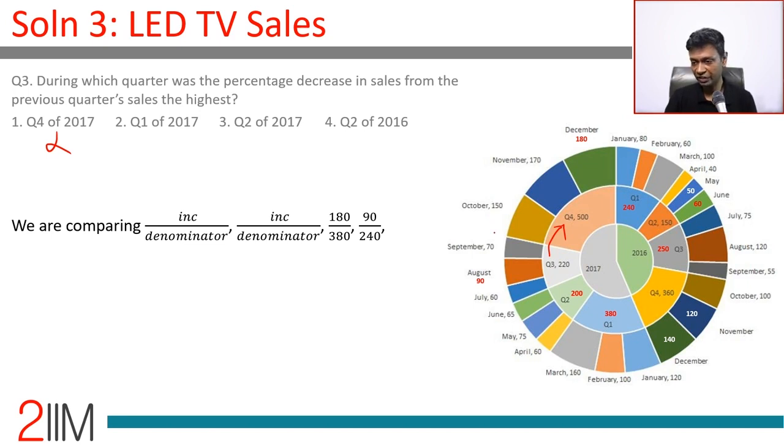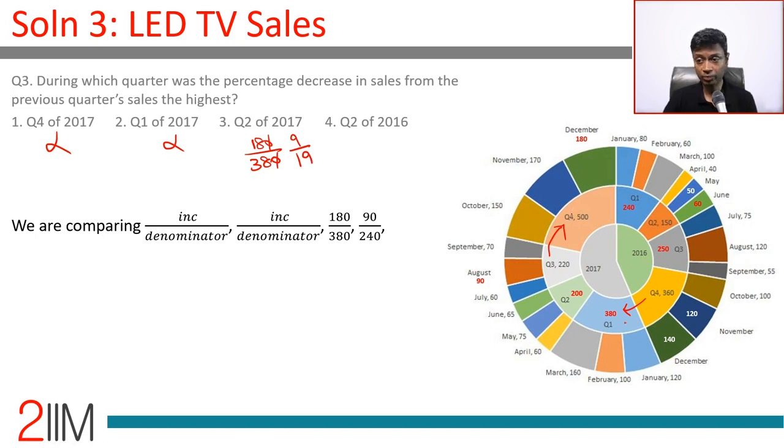Q1 of 2017. This is Q1. From 360 to 380 is once again an increase. So again, this one we don't need to worry about. It seems to be a very simple question. Q2 of 2017. It is down by 180 on 380. This is 180 by 380, or 18 by 38, 9 by 19.